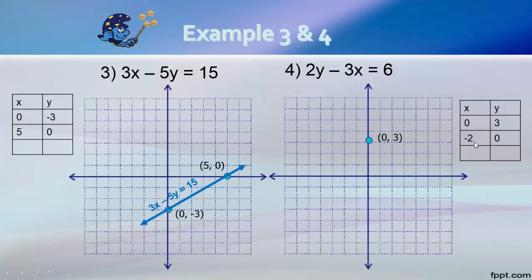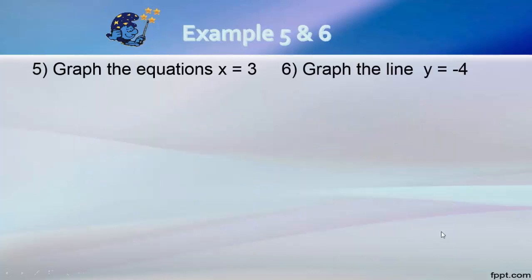And then for the other one, we move left negative 2 places, but we don't have to move at all up or down because it's 0, and this is where our other point is, negative 2, 0, and we connect it with a straight line. And this is our graph for the equation 2y minus 3x is equal to 6. In example number 5, we're asked to graph the equation x is equal to 3.